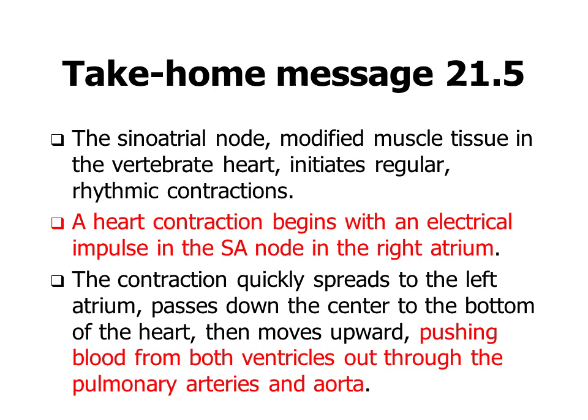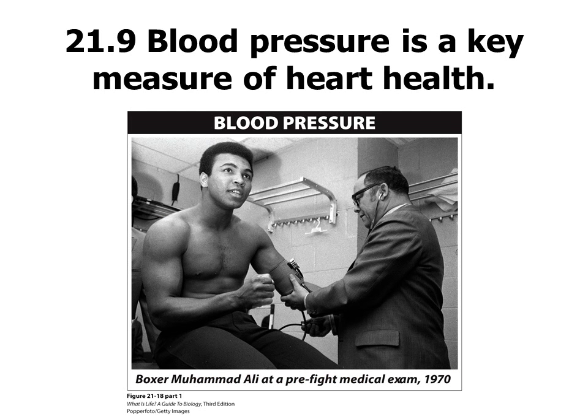Alright, so note the heart contraction begins with the SA node and the right atrium. It then quickly spreads to the left atrium, and those atria contract, pushing blood down into the ventricles. And then that contraction is going to pass into the ventricles, contracting and pushing blood up out of the ventricles, either through the pulmonary arteries or the aorta. I went through all that so you can understand blood pressure.